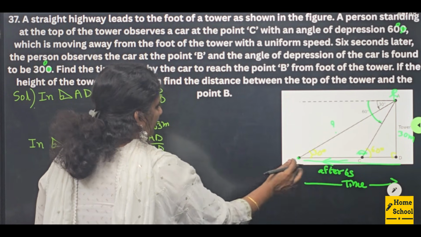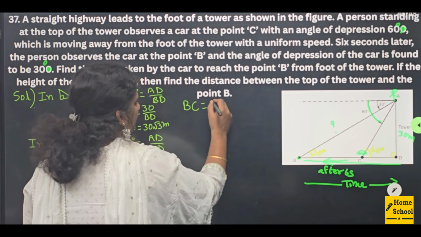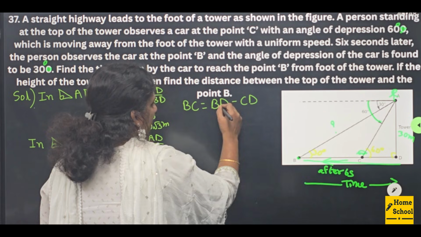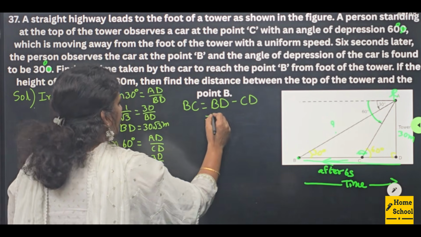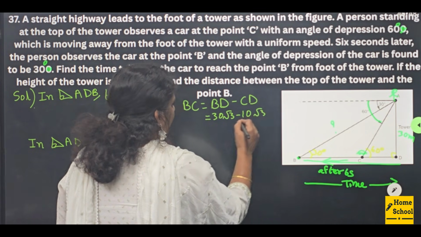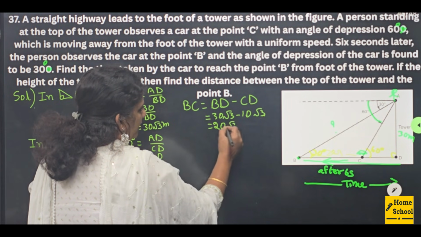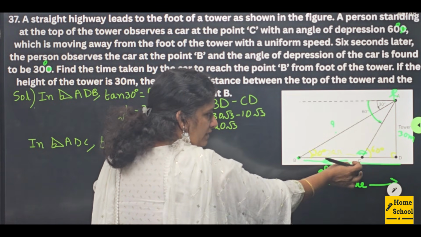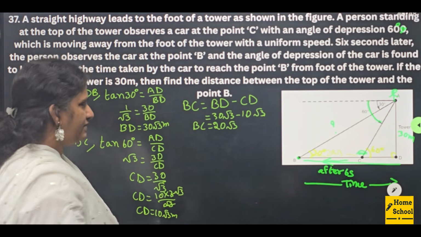Now, we will find BC distance. If you need BC, we need to subtract CD from BD. BD is 30 root 3, CD is 10 root 3. 30 root 3 minus 10 root 3 will be 20 root 3. What is this 20 root 3? This is the distance from car point C to point B. It takes 20 root 3 meters.